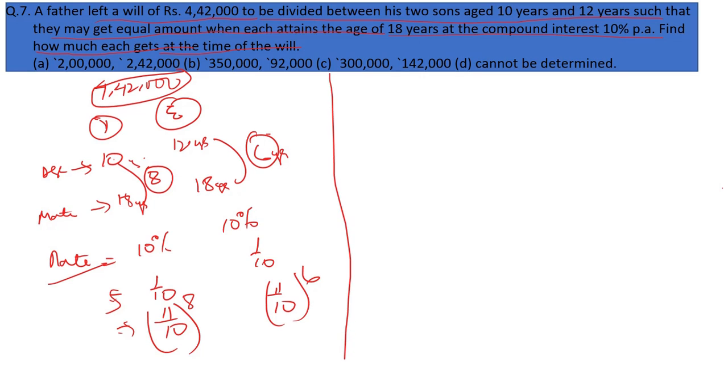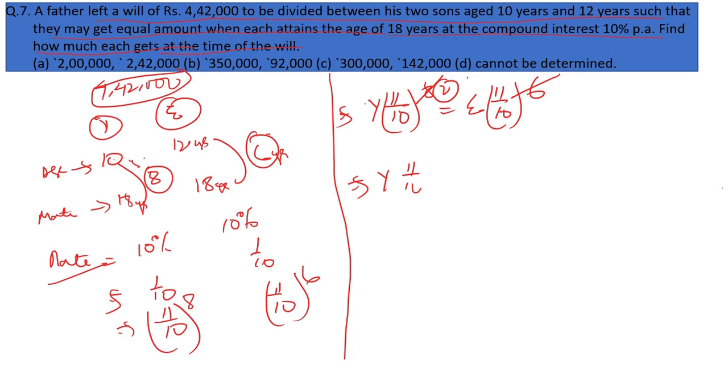In the question, the amount they get is equal, so the younger son's amount Y into 11 by 10 to the power 8 is equal to the elder son's, which will get E into 11 by 10 to the power 6. We can cancel 6 from 8, and we have the power 2 remaining. This is Y into 11 by 10 whole square equal to E. This is Y into 121 divided by 100 equal to E. The ratio between them is Y by E equal to 100 by 121.